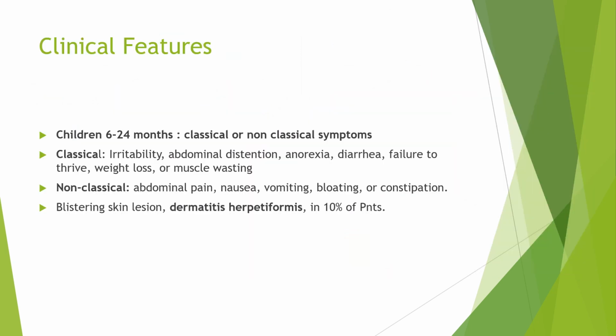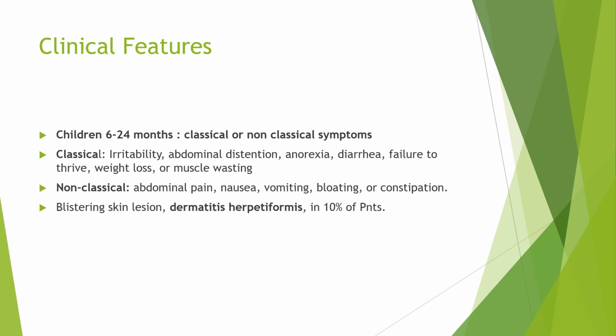Now regarding the clinical features, the disease can affect children as well as adults. Children usually present after 6 months of age. Why? Because we can't have the disease before the administration of a gluten-containing diet. So it's the time when the child starts to eat food rather than milk, which is 6 months.